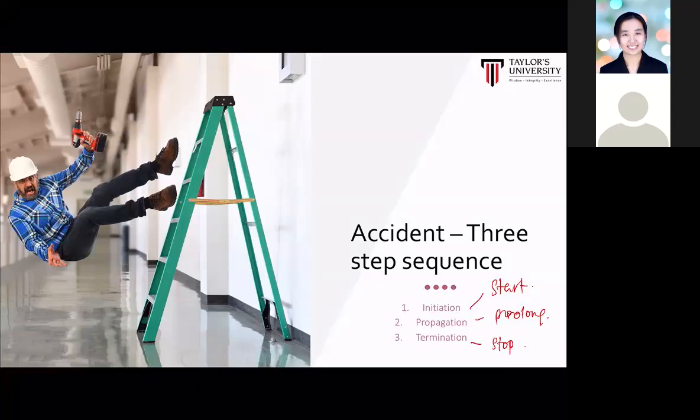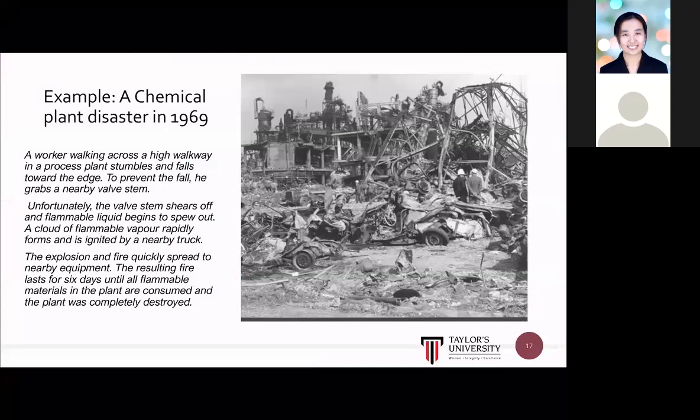Okay, any questions so far? We're going to look at this example. A long time ago, way before I was born, like 60 years ago, a worker came across a high walkway in a process plant, where he stumbled and fell towards the edge. A lot of process plants, even until today, if you ever have a chance to go on a plant visit, you'll notice the walkways are normally very narrow.